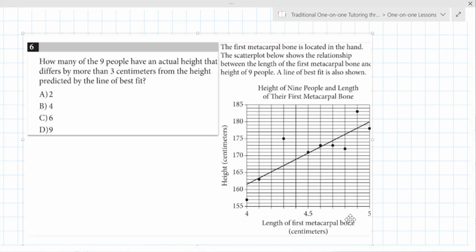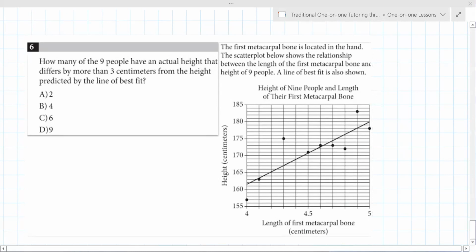How many of the 9 people have an actual height that differs by more than 3 centimeters from the height predicted by the line of best fit? 9 people, differs by more than 3. Height, length of first bone. Differ more than 3 centimeters.